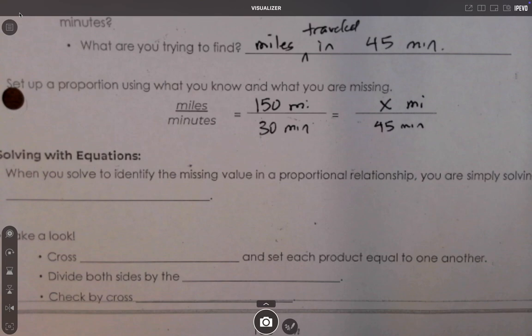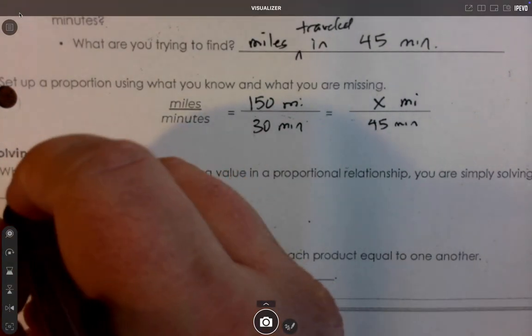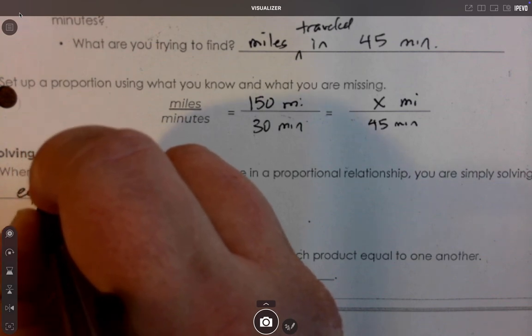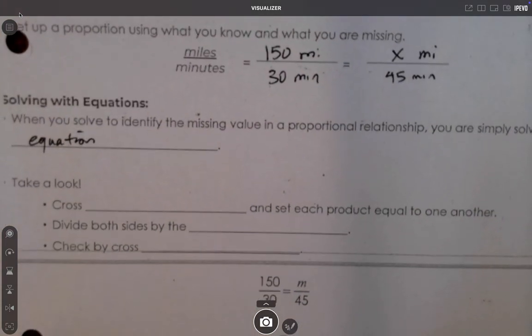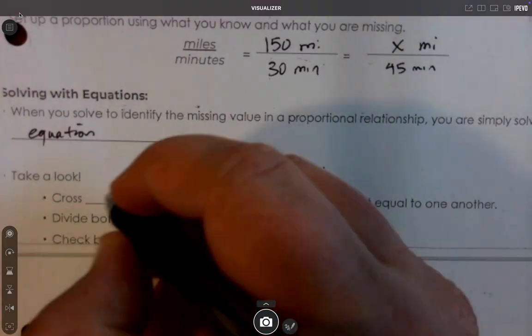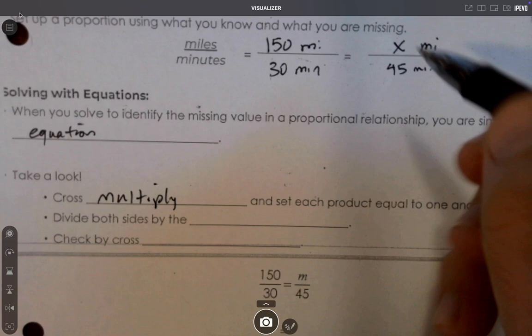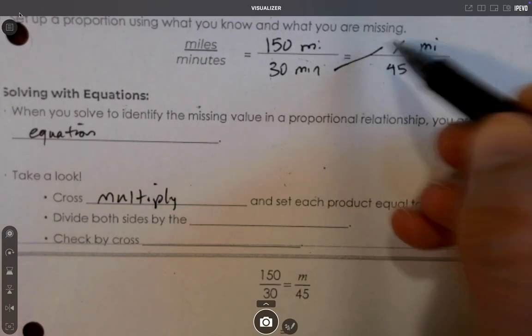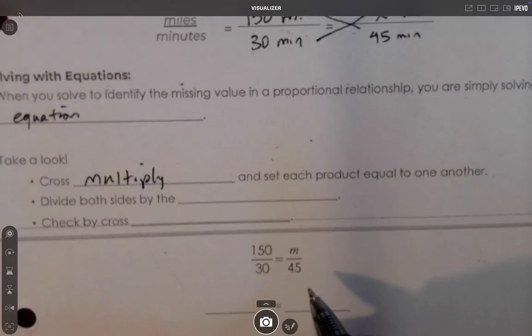So when you solve to identify the missing value, you are simply solving an equation. While this may not look like an equation in the normal sense, hopefully you'll see once we work it out at the bottom that it really is just an equation. So the first step is to cross multiply. That means like multiply diagonally. So we'll do 30 times x and 150 times 45. So let's do that down here. You can see the work down here.